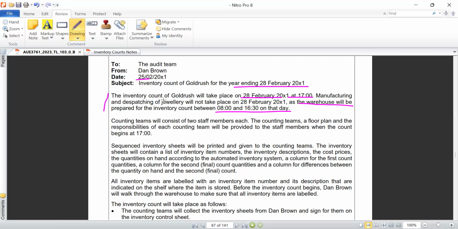Okay. Now, from this information, clearly, we see it's part of the before the count phase. Counting teams will consist of 2 staff members each. The counting teams, a floor plan, and the responsibilities of each counting team will be provided to the staff members when the count begins at 5 p.m. Had the question been requesting us to identify weaknesses, to me, this would be a weakness, because how can you just provide floor plans and define the responsibility of each count team right when they are about to begin with the count on the day? Because by 5 p.m., that's when the count begins to take place.